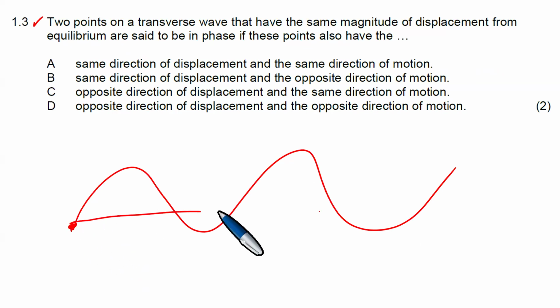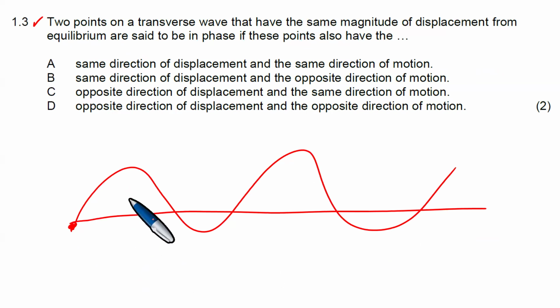And if you do this, and if here are 2 points, right? And obviously, if we are to say these points might be here, you have the same distance here, and you have the same distance there. And you are saying 2 points on a transverse wave that have the same magnitude of displacement from equilibrium. Okay, because this is equilibrium. Equilibrium is this, right?